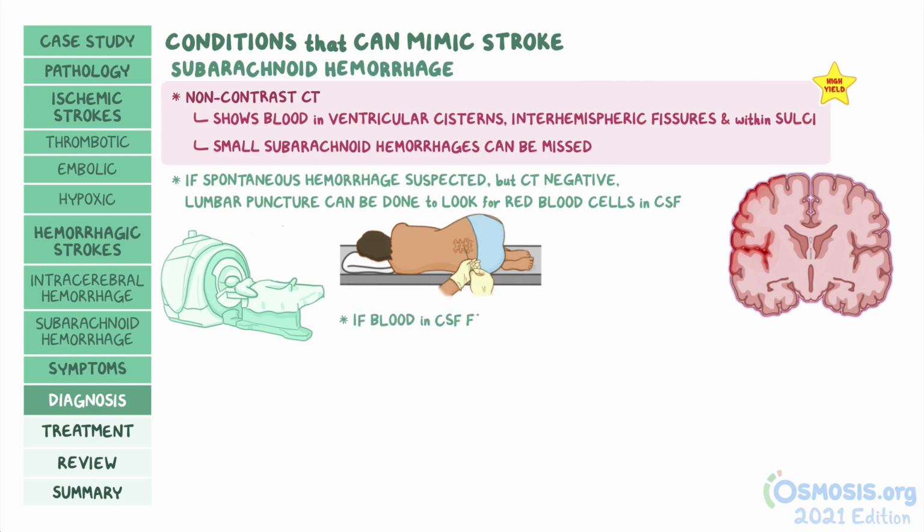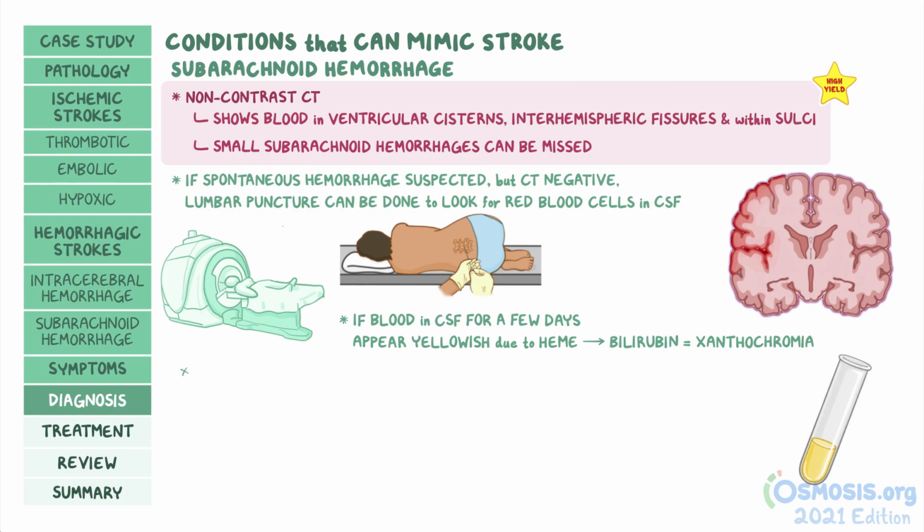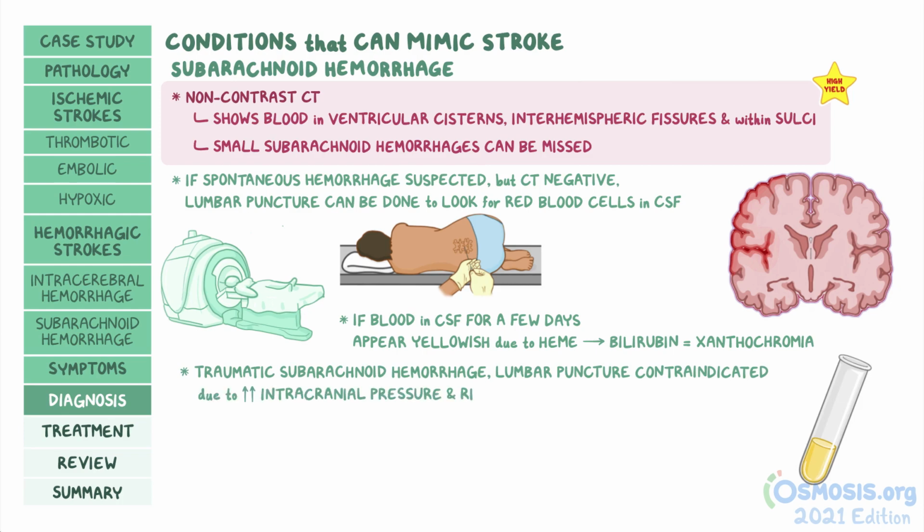If the blood has been in the CSF for a few days, it may appear yellowish due to heme getting metabolized into bilirubin, which is called xanthochromia. On the other hand, in a case of a traumatic subarachnoid hemorrhage, a lumbar puncture is contraindicated due to the high intracranial pressure and the risk of brain herniation.